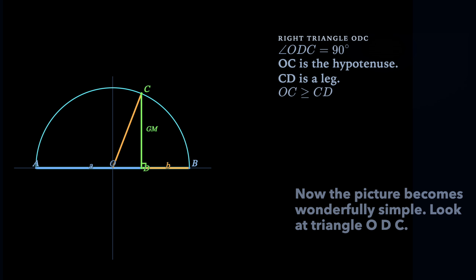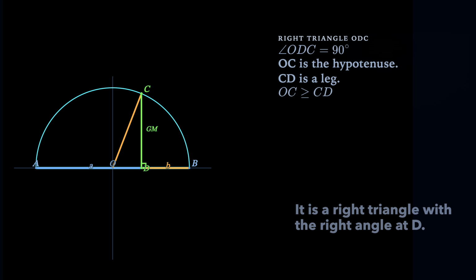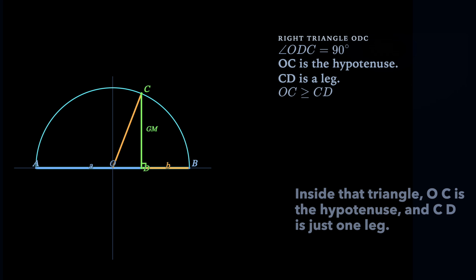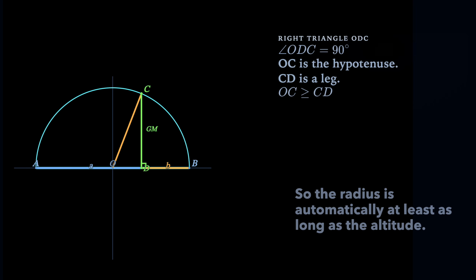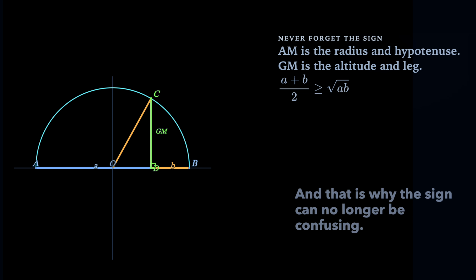Now the picture becomes wonderfully simple. Look at triangle ODC. It is a right triangle with the right angle at D. Inside that triangle, OC is the hypotenuse and CD is just one leg. So the radius is automatically at least as long as the altitude. And that is why the sign can no longer be confusing.